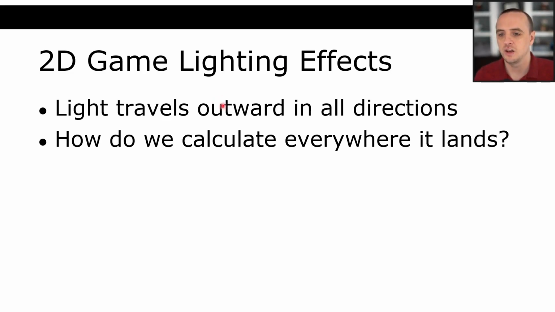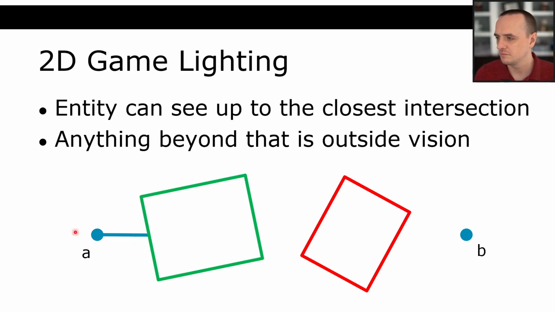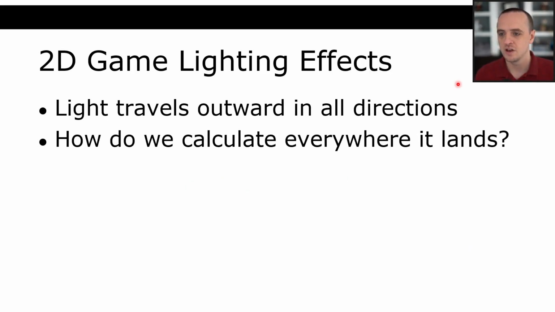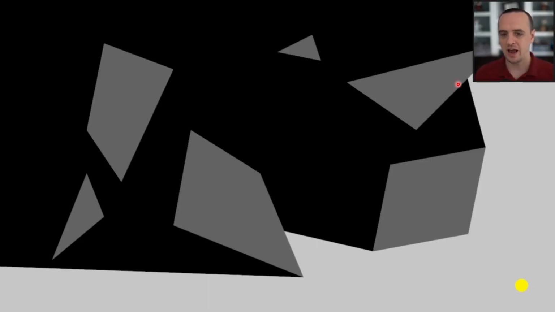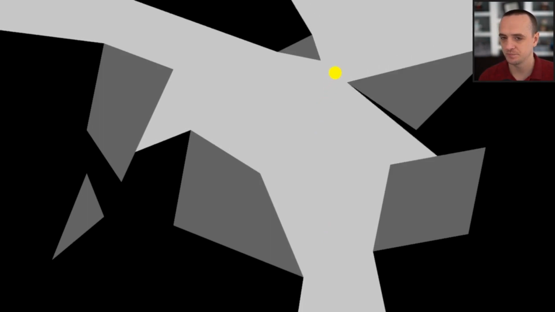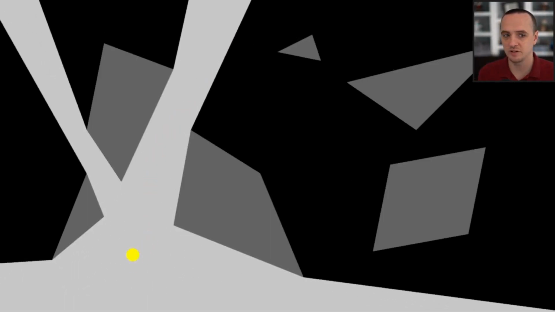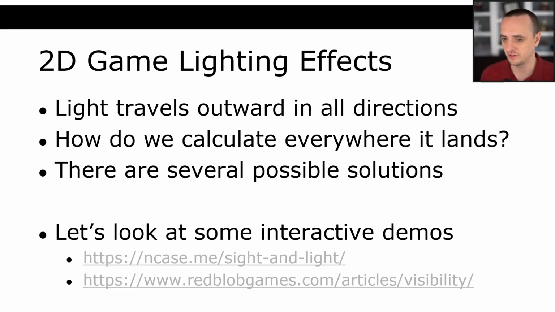So light doesn't just travel in a straight line like this. Light travels outward in all directions, right? You shine a light bulb, it's going to go everywhere. So how do we calculate everywhere that light lands? So how did I make this? It's not just one line segment. How did I make this? Well, there are several possible solutions to this. But what I'm going to do is go to this really cool one because it has all of the math done for you. I'm going to explain intuitively how it's done.